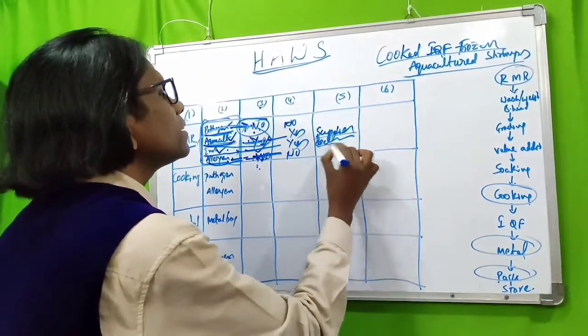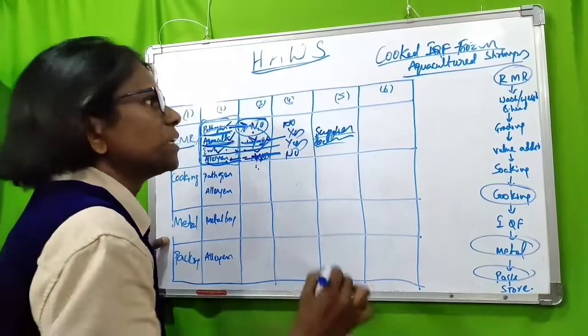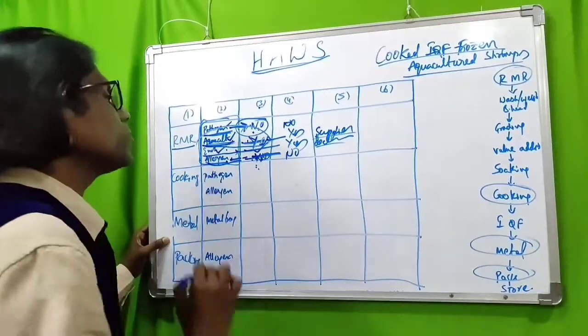So that is the main thing. Prohibited drugs: none is a prohibited drug. And let us have the second one.